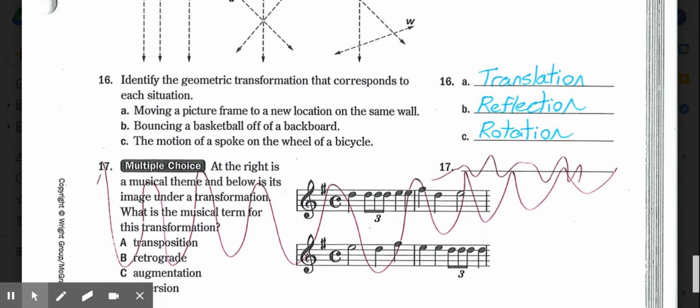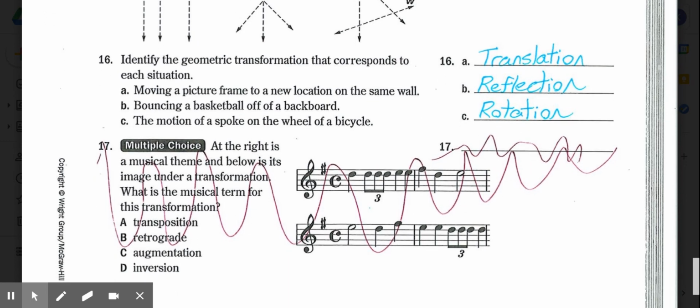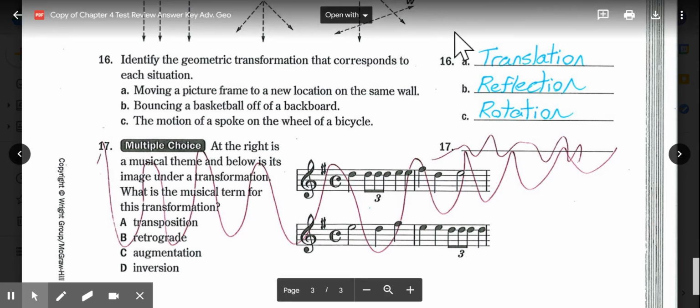And then 16, A, B, and C are real world or real life examples of geometric transformations. So we're matching a transformation that goes with each situation. So moving a picture frame to a new location on the same wall. So you're just going to be technically sliding that picture along the wall. So that would be a translation.